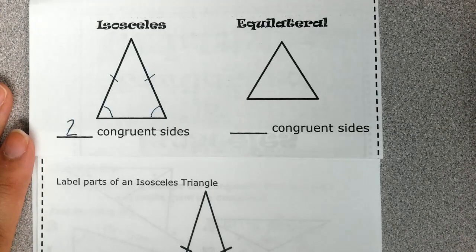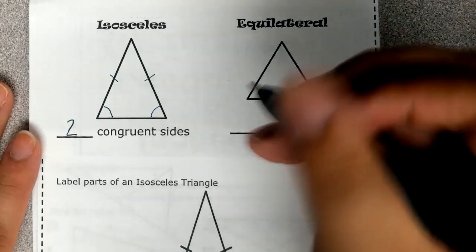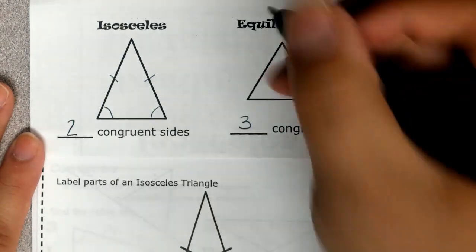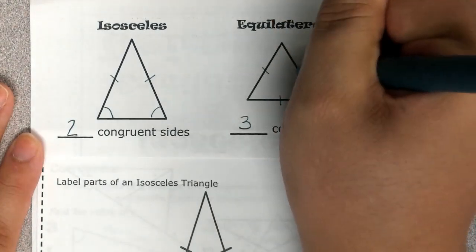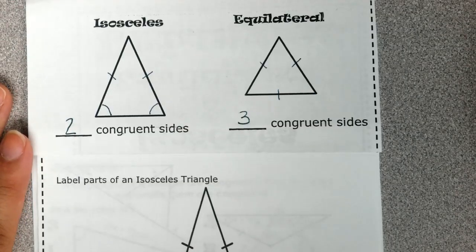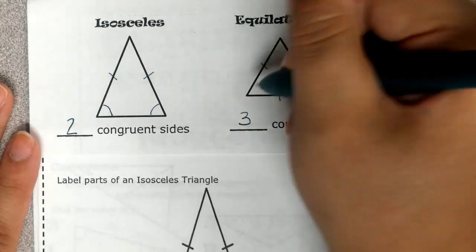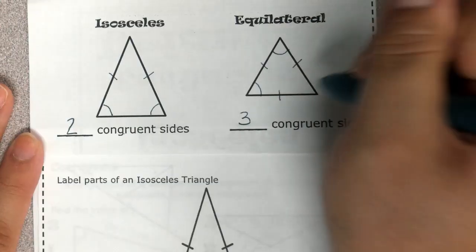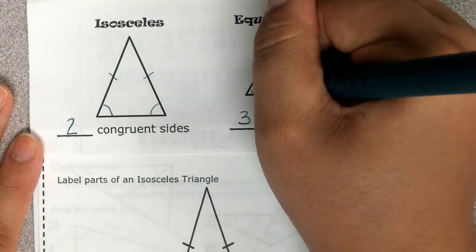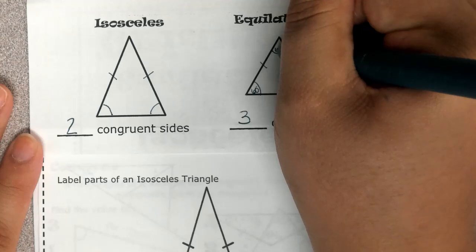What about equilateral? Equilateral has 3, or all, congruent sides. So please do 3 tick marks. And what else do we know about an equilateral? All 3 angles are also the same, and what do we know about them? They are acute, and they are 60, 60, and 60.